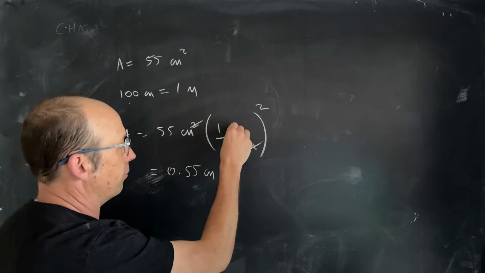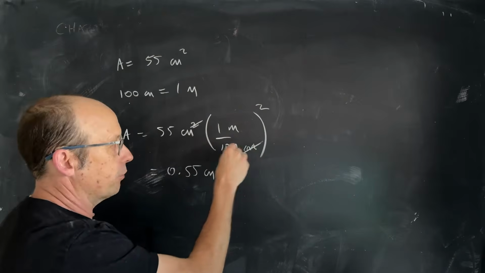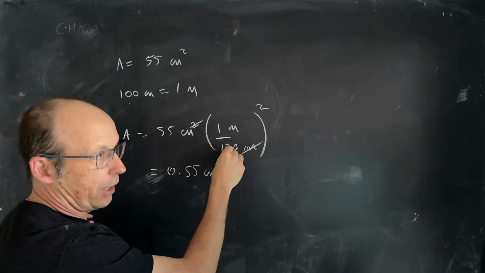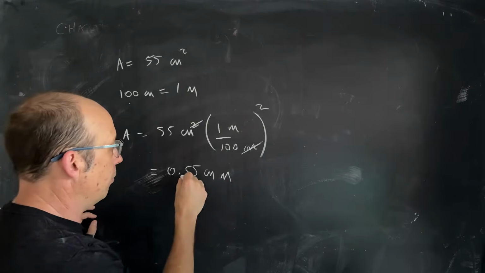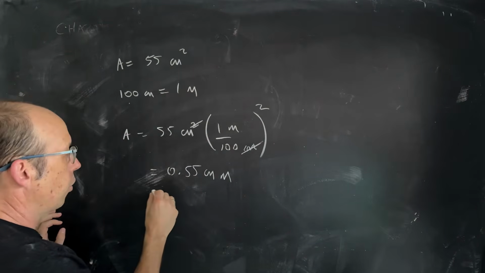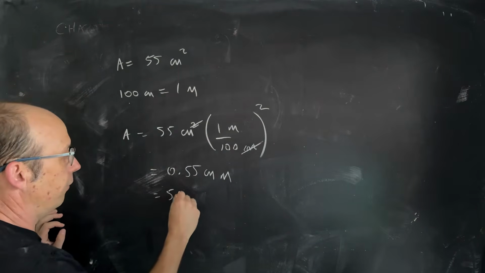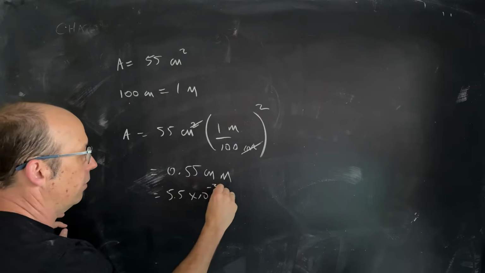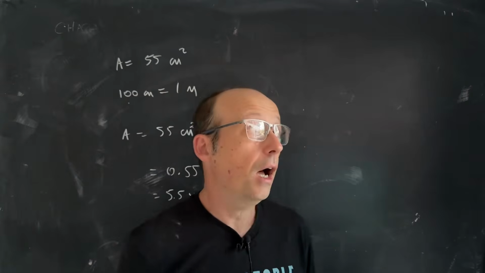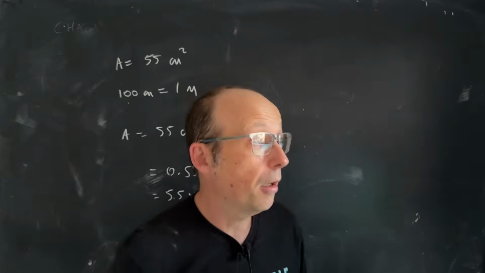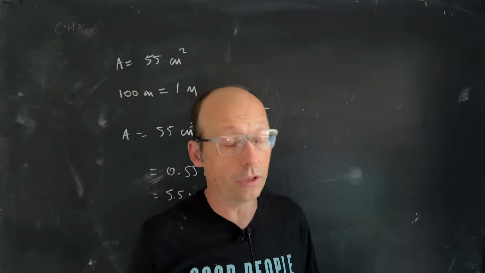Well, I can do it again, or I could square this. If I square this, I get meter squared over centimeter squared, but then I have 100 squared, right? So 100 squared is going to be 10 to the 4th, so I'm going to have to move this over 2 more decimal places, or I could write this as 5.5 times 10 to the negative 3rd meters squared. So when you're dealing with units raised to a power, just be careful about that.